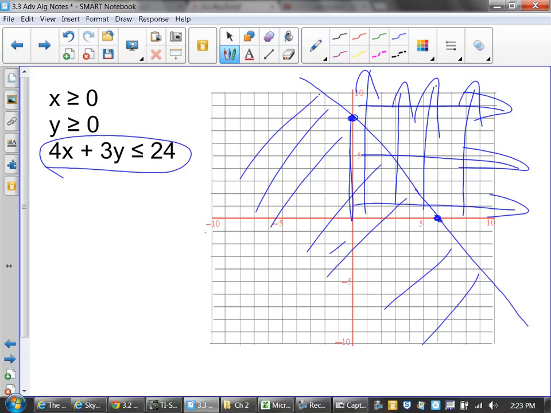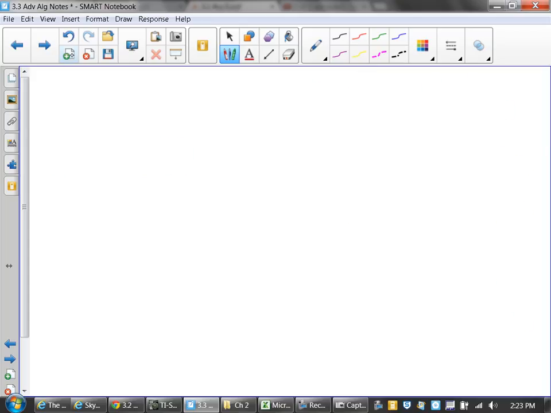So this region is bounded by a triangle. Well, it's not just the whole first quadrant, because if you look at this another way, it was x is greater than or equal to 0, y is greater than or equal to 0, 4x plus 3y less than or equal to 24. By x being greater than or equal to 0 and y greater than or equal to 0, do we all agree that's the first quadrant?